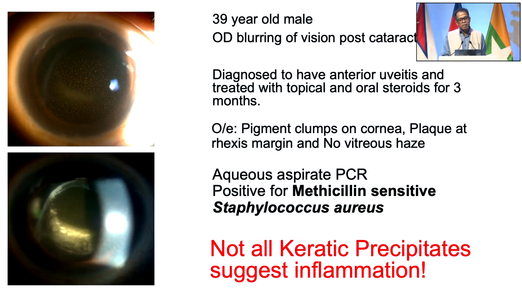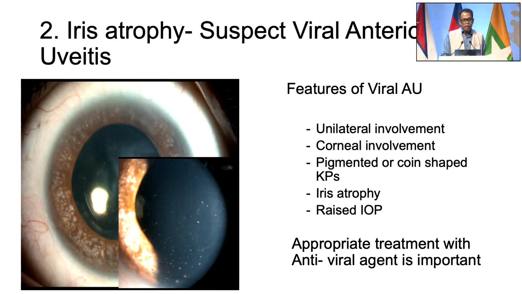Now you see this case, a 39-year-old male complaining of blurring of vision post-cataract surgery, diagnosed to have anterior uveitis, treated with topical and oral steroid for 3 months, with pigment clumps on the cornea, and the aqueous aspirate showed a methicillin-sensitive Staphylococcus aureus. So sometimes chronic endophthalmitis can present as chronic inflammation, and you need to understand that not all keratic precipitates suggest inflammation.